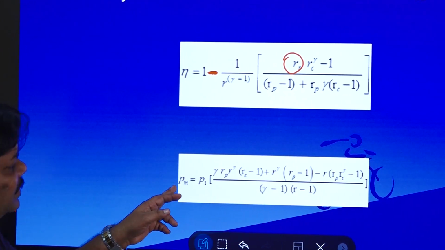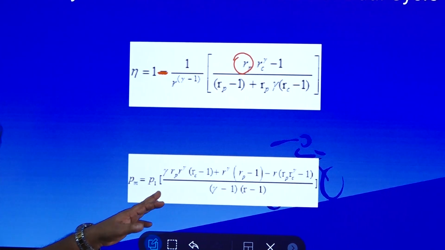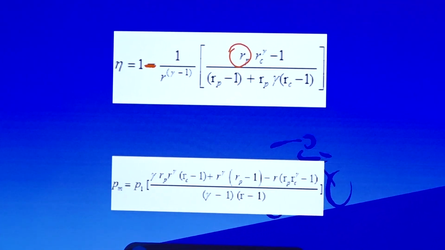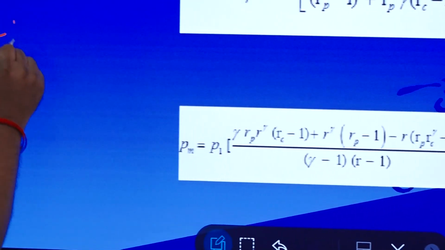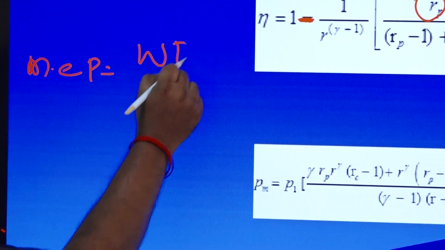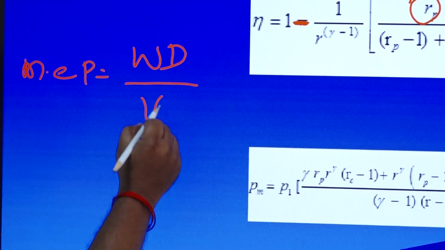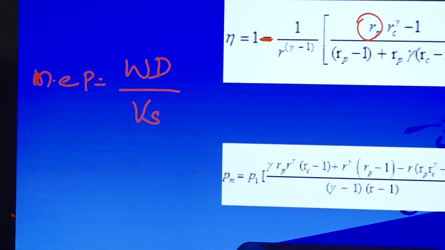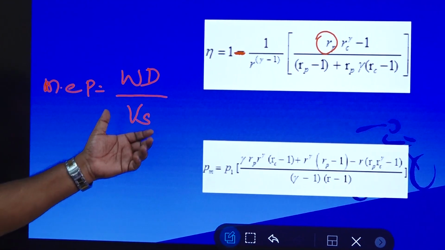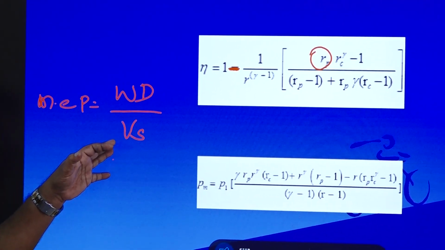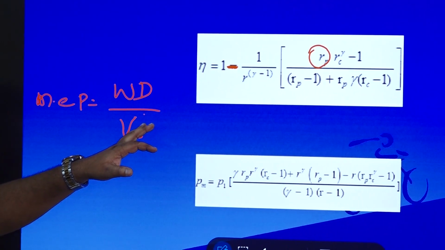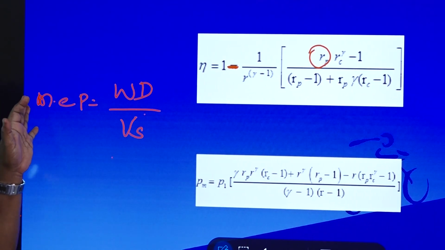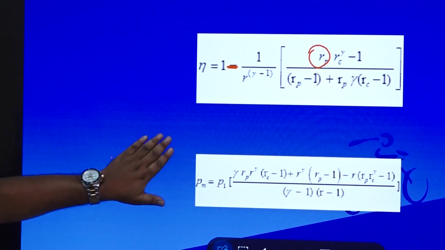Now, mean effective pressure. This is the formula, but it is very difficult to remember anyhow. We know that mean effective pressure is equal to the ratio between the work done and the stroke volume Vs, that is V1 minus V2. So just remember this. Based on that, you find the work done, then you find the stroke volume, and you can easily find the value of the mean effective pressure.